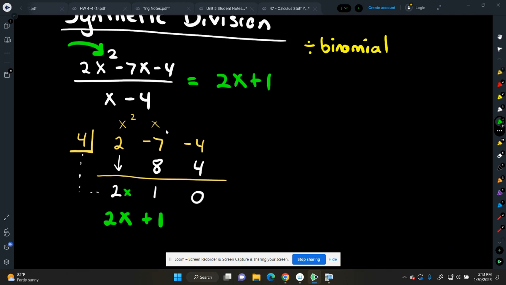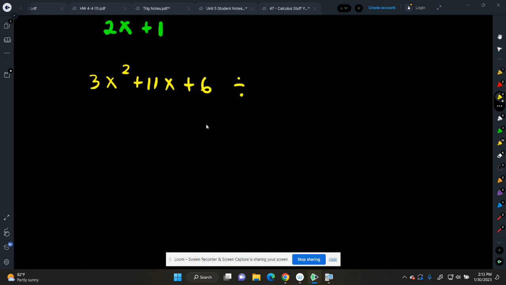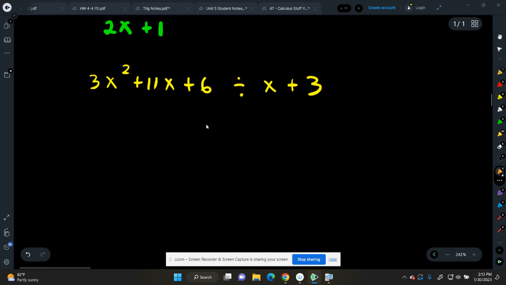Okay, I'm going to do another one, and you'll catch on after we do a few of them. So we've got 3x squared plus 11x plus 6 divided by x plus 3. What goes in the little box? Minus 3. Yes, it's always going to be the opposite of this, so minus 3 goes in the corner.